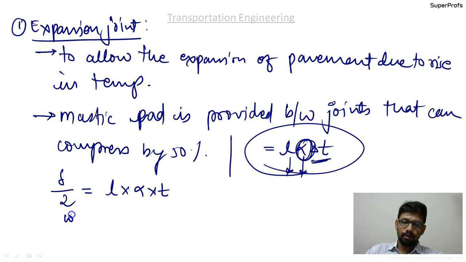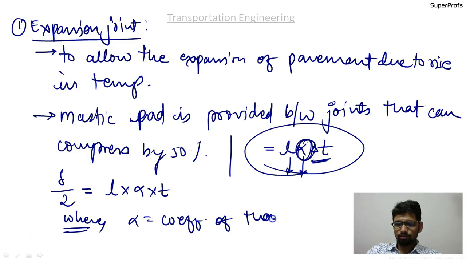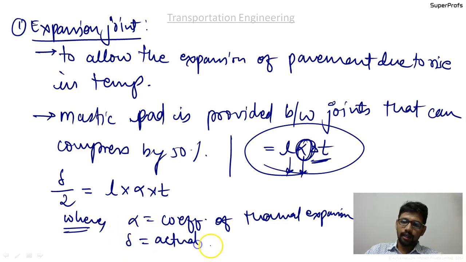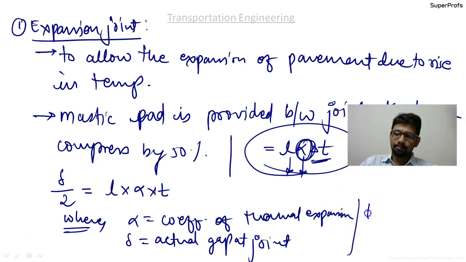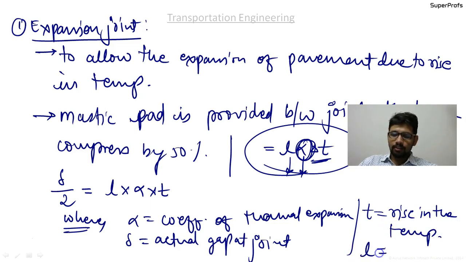where alpha is the coefficient of thermal expansion, delta is the actual gap at the joint, T is the change or rise in temperature, and L is equal to, that you tell me.